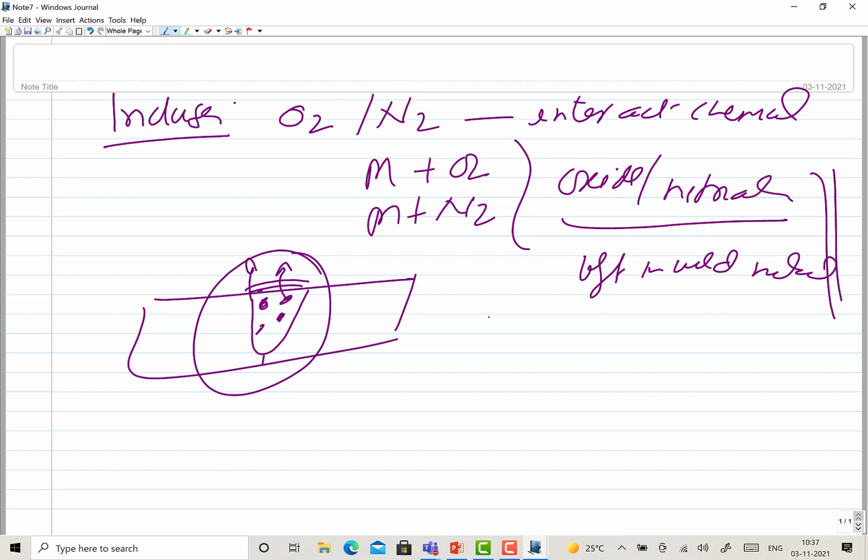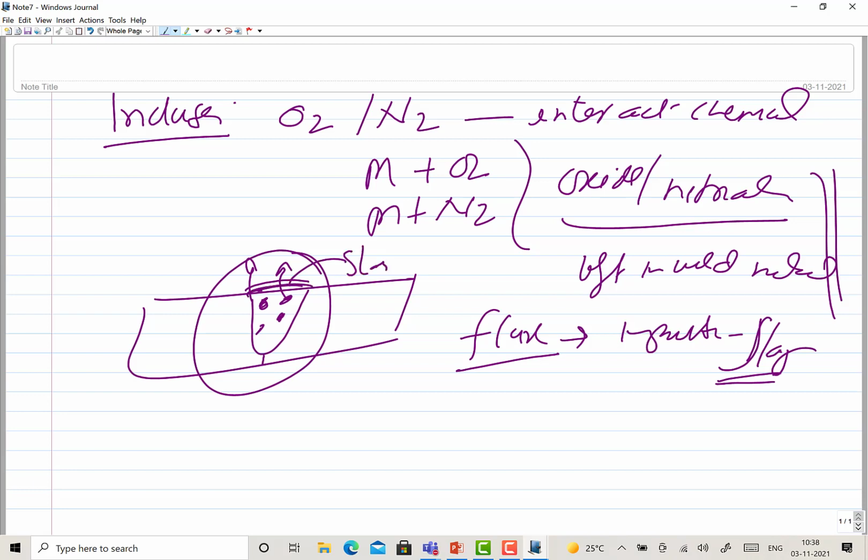So how we do it, basically we add the fluxes, so the flux interacts with these impurities to form slag. Slag being lighter floats at the surface. This is the slag that you can chip off after the welding, so that a clean weld is achieved and there is no oxide and nitride inclusion in the weld metal.